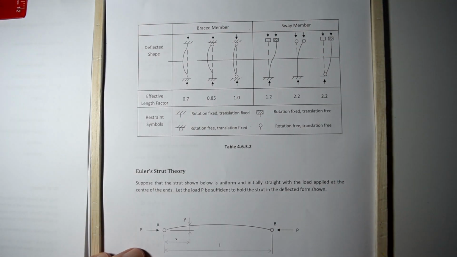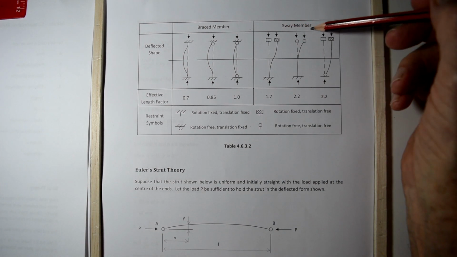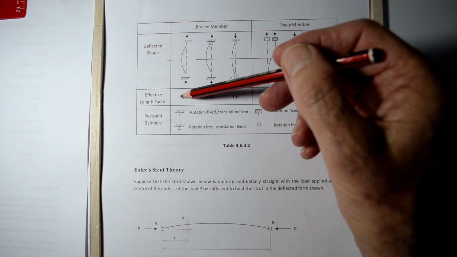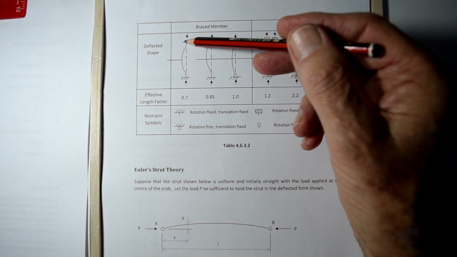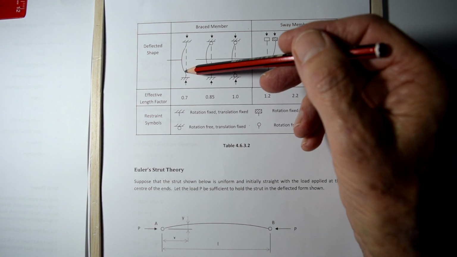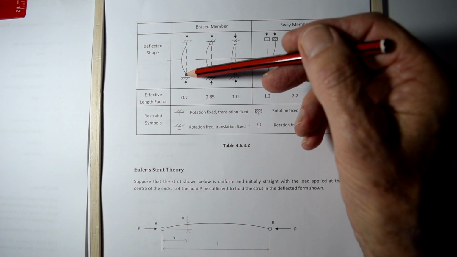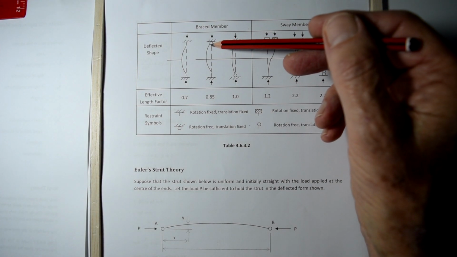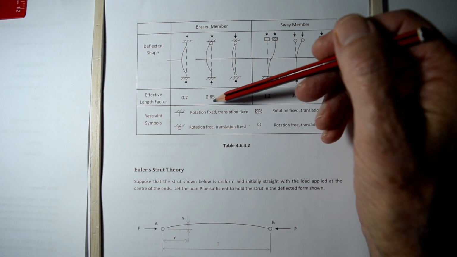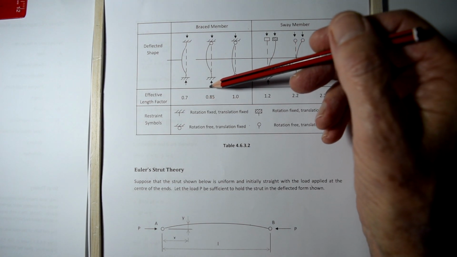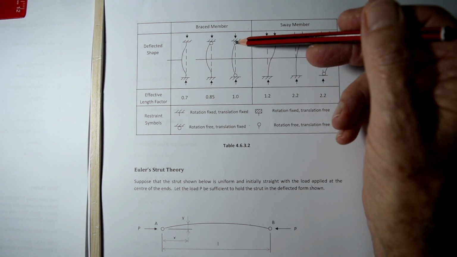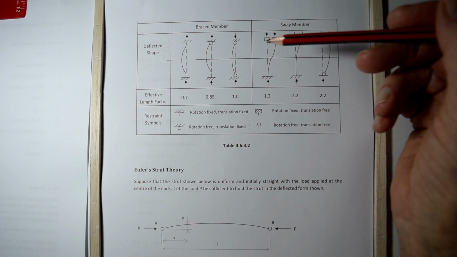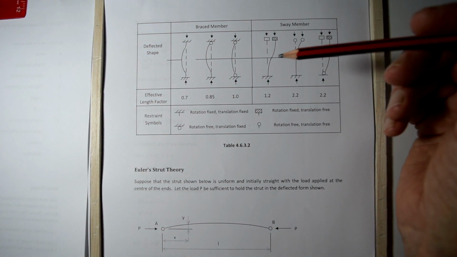So moving on, we will ignore sway members at the moment. But we will be using these effective length factors. What the fixity at both ends does, it shortens the effective length of the strut. We multiply the length by a factor of 0.7. Where you have a pinned joint at one end and a fixed at the other end, we use a factor of 0.85. And where it's pinned at both ends, we use a factor of 1, so we use the full length of the strut. But that will become more obvious to you as we move on.